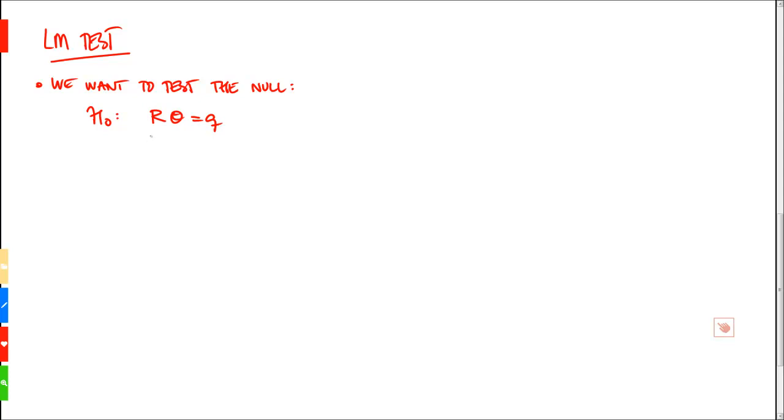Here we have the design matrix, which is J by K. We have the parameter vector, which is K by 1. And we have the values that we test, which are Q.